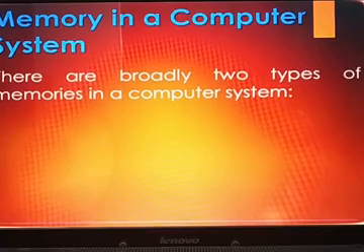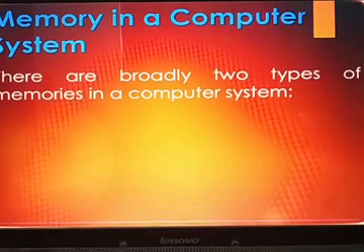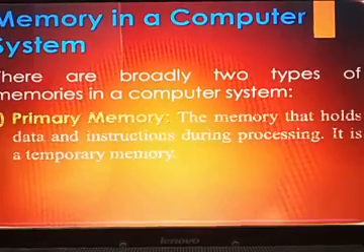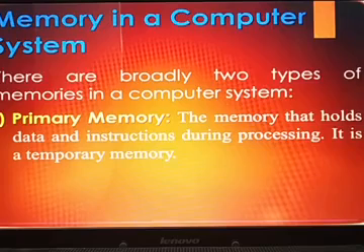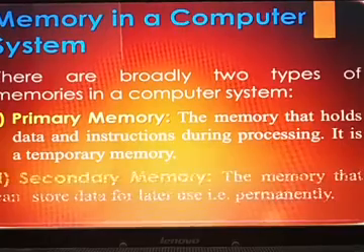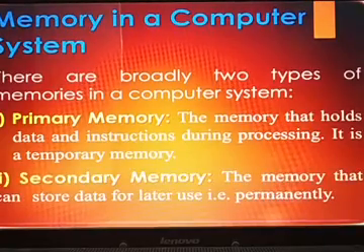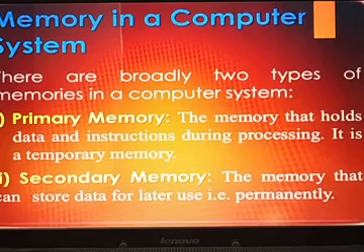Thus, there are broadly two types of memory in a computer system. First one, primary memory, also known as main memory or internal memory. The memory that holds data and instructions during processing is known as primary memory. It is a temporary memory. The second one, secondary memory. The memory that can store data for later use, that is permanently, is known as secondary memory.